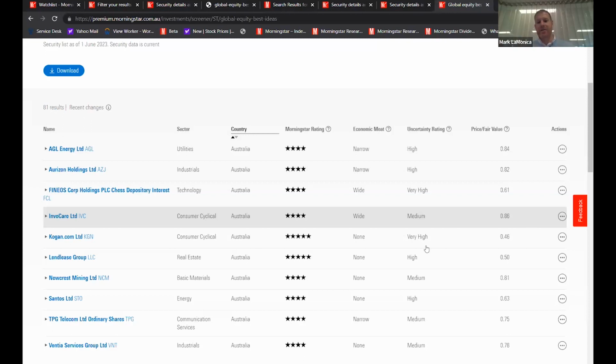And all of those factors, including the fact that our analysts believe that InvoCare is in fairly good financial shape, doesn't have a lot of debt, so not as impacted by some of the things that having high debt can do, we give it a medium uncertainty rating. So that's very, very different from some other companies that we see on here.